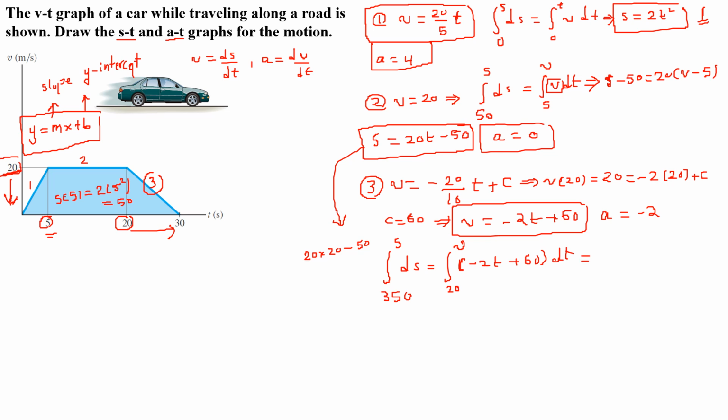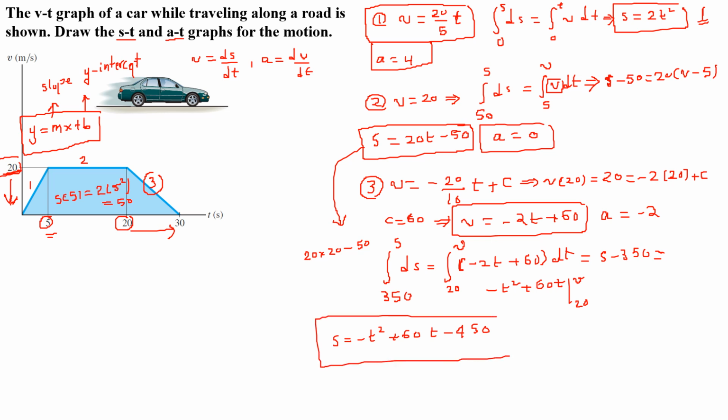Okay, so doing this, we'll get s minus 350 equals, and now substitute the other side. I mean the upper limits after doing the integration will be equal to minus t squared plus 60t, right, from 20 to v. So now just rearrange the equation. I got s to be minus t squared plus 60t minus 450. So that's my s.